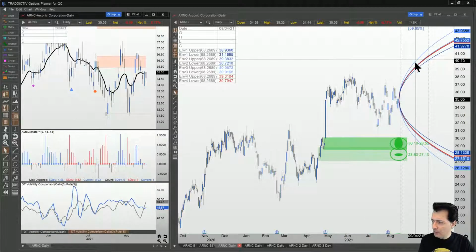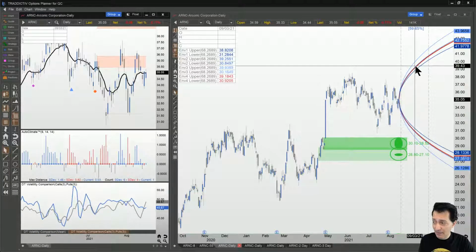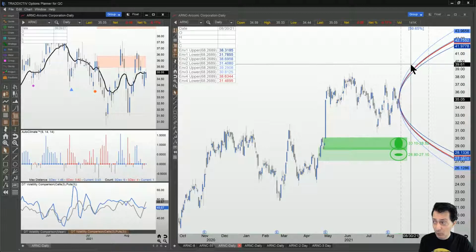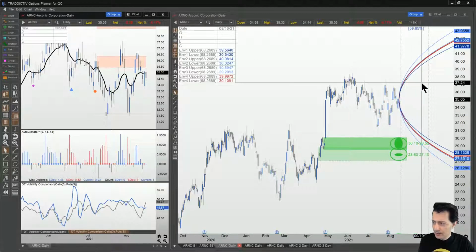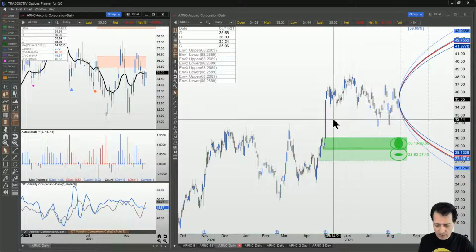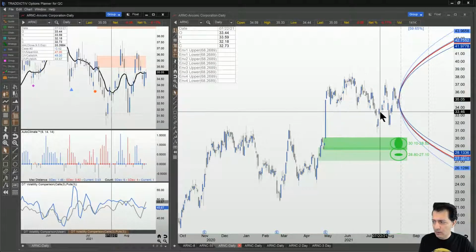But notice that the stock has been moving faster than the implied volatility. We know that because the red line is within the blue lines instead of beyond. So there's been times where the stock is moving faster. This is probably the case. There's been times where the stock is moving faster than the premium built in the options.